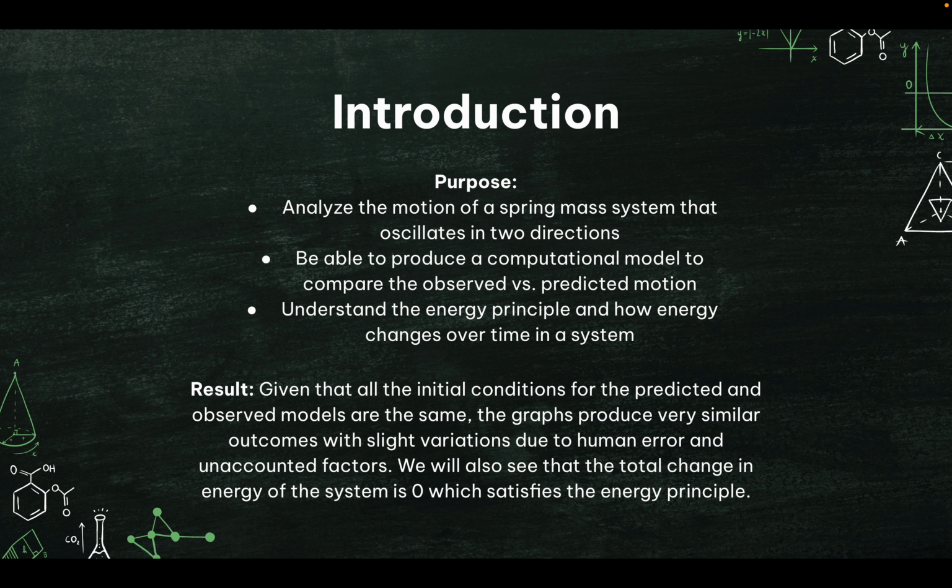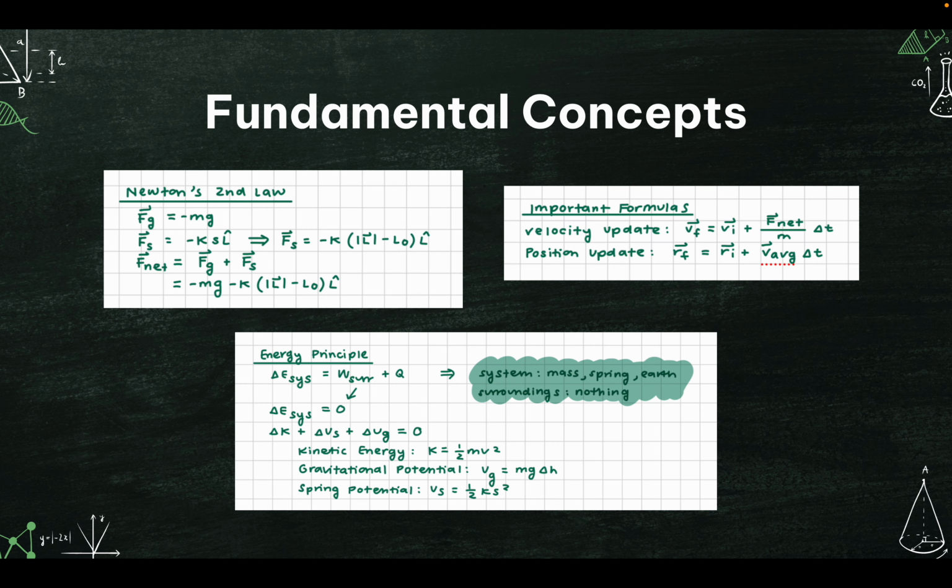As a result of this lab, the graphs comparing the motion and position of the observed system and the predicted system are very similar with slight variations that we'll discuss later. The computational model also lets us see the total change in energy of the system was zero, which agrees with the energy principle. Before we dive into the experiment, we need to go over the fundamental concepts of physics behind it.